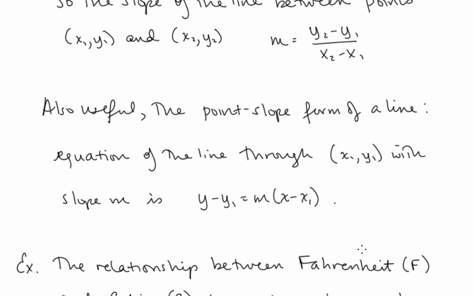It's also useful to consider the point-slope form of the line. So the equation of the line through the point x1, y1 with slope m can be written as y minus y1 is equal to m times x minus x1.